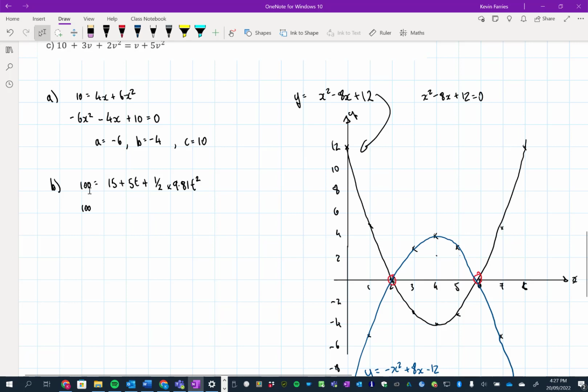So what I could do is simplify to start with. Let's take this 15 over, and that'll be negative 15 from both sides, so this is going to be 100 minus 15, so that's going to end up as 85 is equal to 5t, can't do anything with that. And then plus a half times 9.81, plus 0.5 times 9.81, is equal to 4.905 t squared. And now I just take everything over to the other side, so we're going to get minus 4.905 t squared minus 5t plus 85 equals 0.